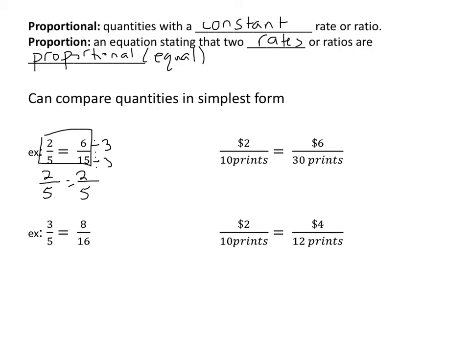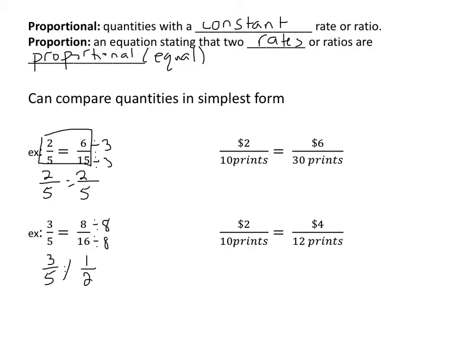Now, what about 3/5 and 8/16? 3/5 is in simplest form again. However, 8 and 16 share a common factor of 8. 8 divided by 8 is 1, 16 divided by 8 is 2. 3/5 does not equal 1/2, so those are not proportional. Why don't you go ahead and pause the video and try the next two on your own.